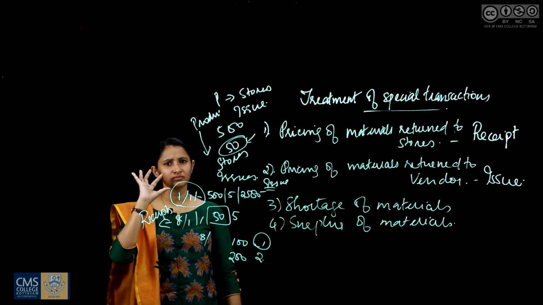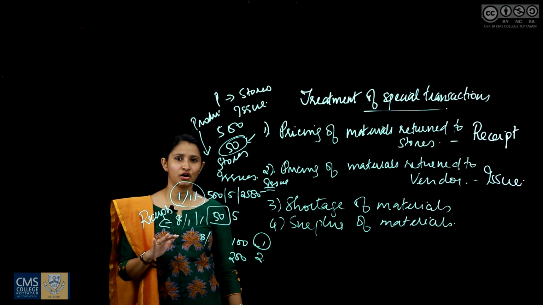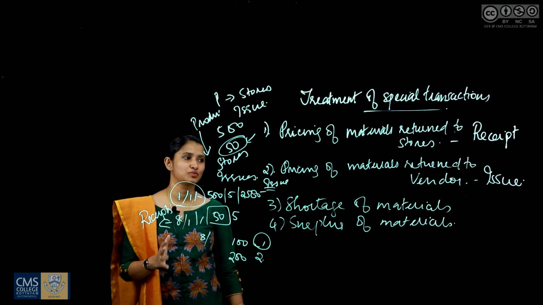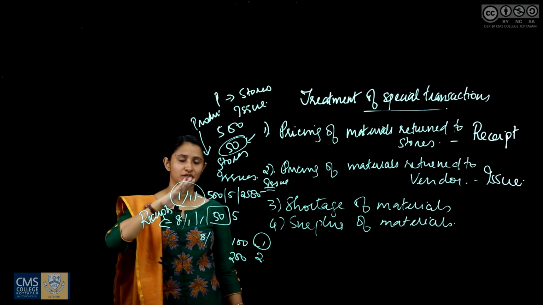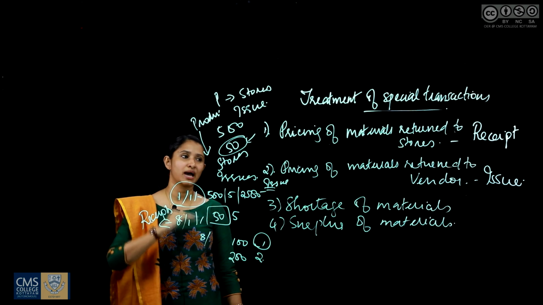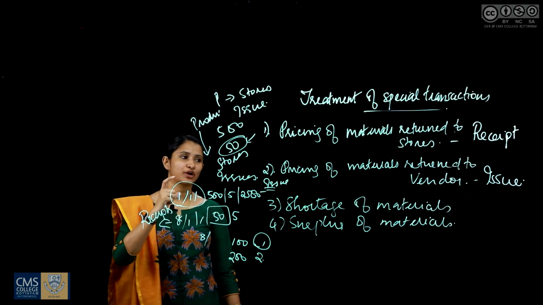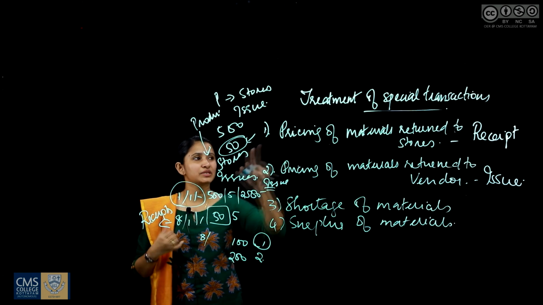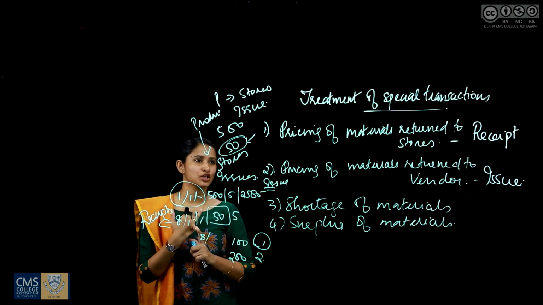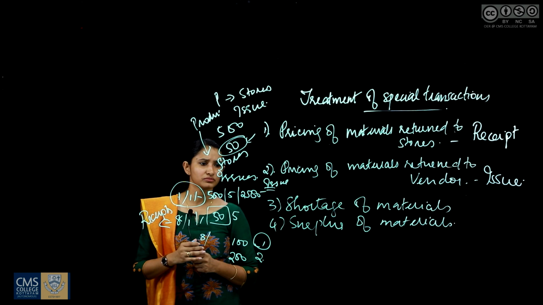returns at that price. If the question is silent as to the date of that particular purchase which was made from the vendor, then again the same: on the day in which the return is made, we look at the balance column, we see which is the first lot available there, and we price it at the first lot's price. So pricing of materials returned to stores is shown in the receipt column, pricing of materials returned to the vendor is shown in the issue column.